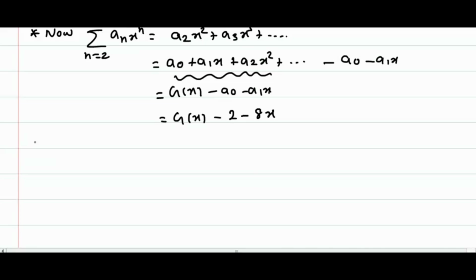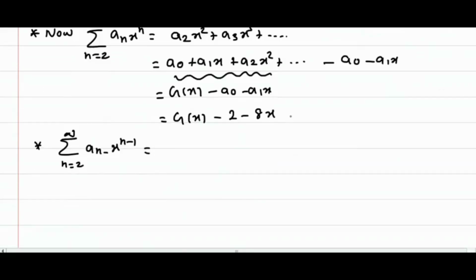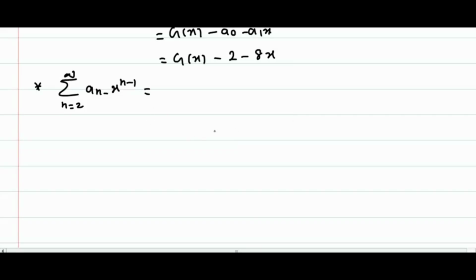Okay, similarly, I'm going to find the next term, summation n equal to 2 to infinity a n minus 1 x power n. What is that? You see, this is the second term. Next I'm going to find the third term. Substitute n equal to 2, 3, 4 in this equation. We get, if you substitute n equal to 2, a1 x plus a2 x square plus etc.